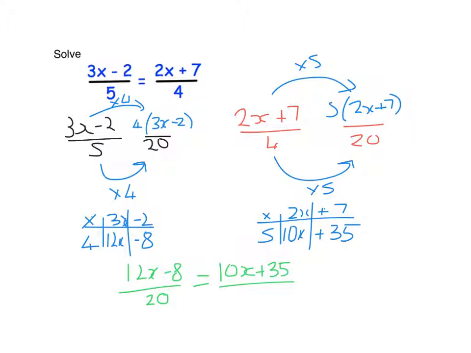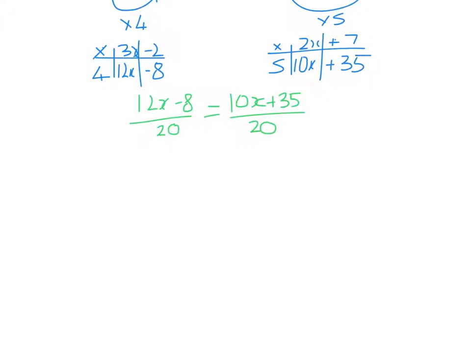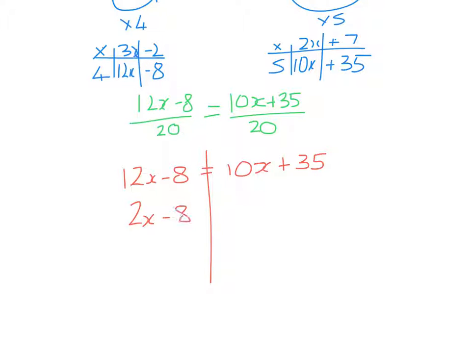over 20. So if that's the case, then that means, because both the denominators are the same, both the numerators are the same. So 12x - 8 must be equal to 10x + 35. Then I just need to do a balance method. So take away 10x from both sides. So I get 2x - 8 is equal to 35.